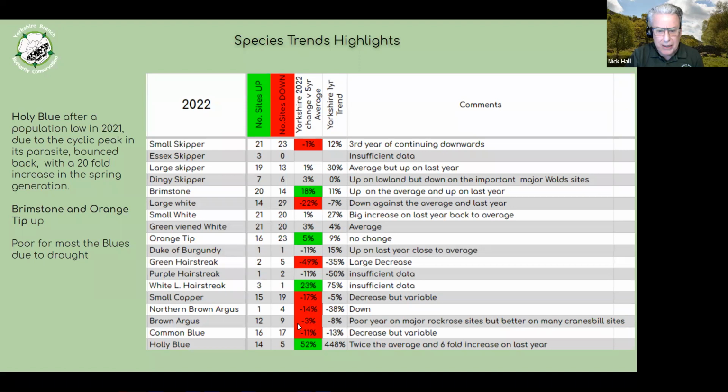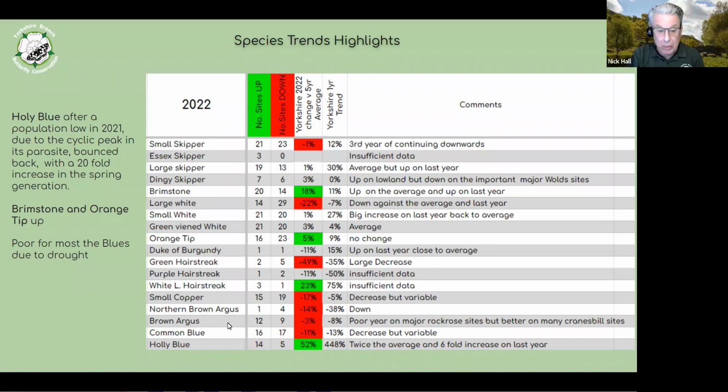However, there's one big exception here, and that's amongst the brown argus. We have two different types of brown argus. We have the brown argus that lives on rock-rose sites, and the brown argus which is very widespread, quite migratory, never stays very long in one place. The cranesbill form, the newer form of brown argus, which feeds on cranesbill, were well up. I think they were up a factor of 3 or 4, and they were seen all over the place, which just shows the difference, even within one species, that plants make.